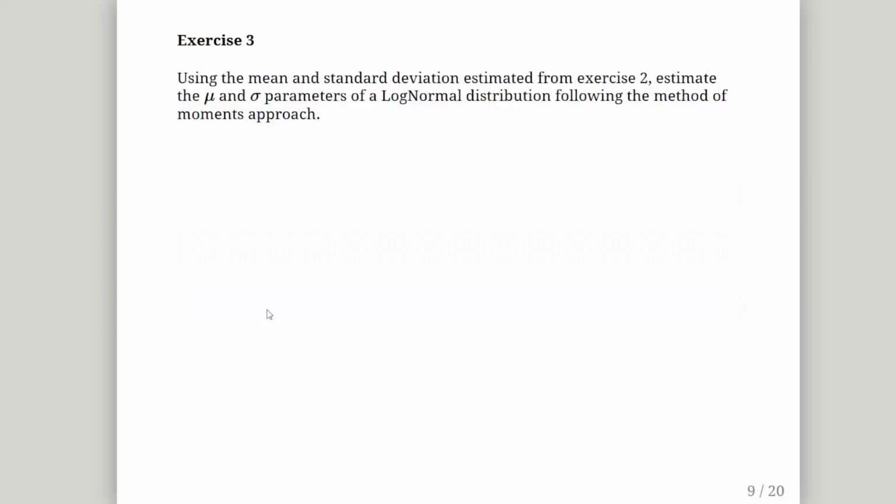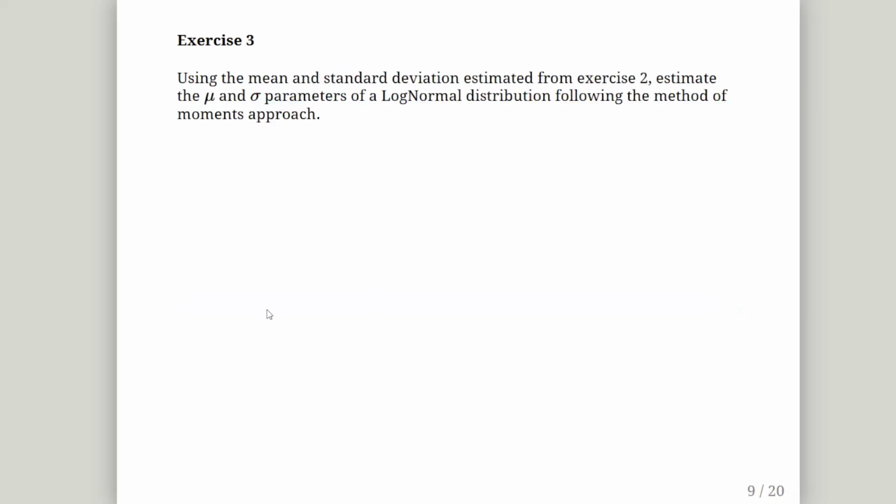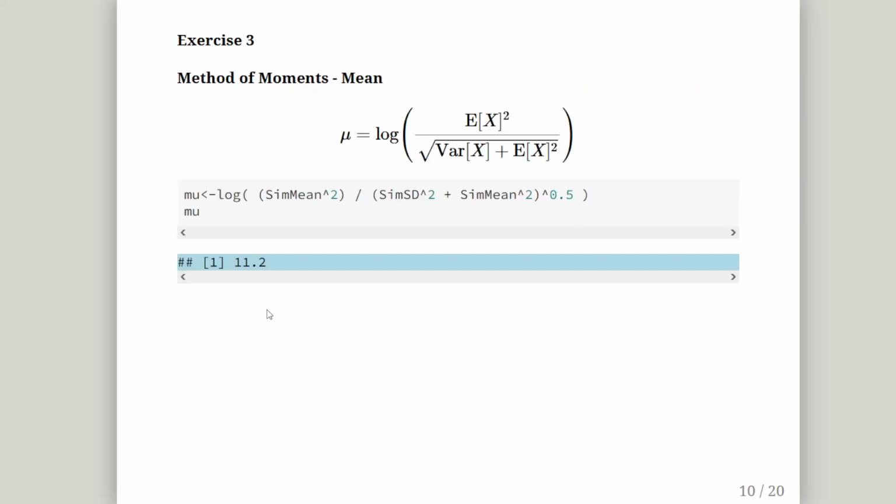Now, this is an interesting one. Use the mean and the standard deviation estimated for exercise two, which we've just done previously. Let's just go back there. We've saved those values, sim mean and sim SD. So sim mean and sim SD are going to be used in this. Estimate the mu and sigma parameters of the lognormal distribution following the method of moments approach. So we're digressing now to the lognormal distribution. We're going to use sim SD and sim mean as the inputs to this approach.